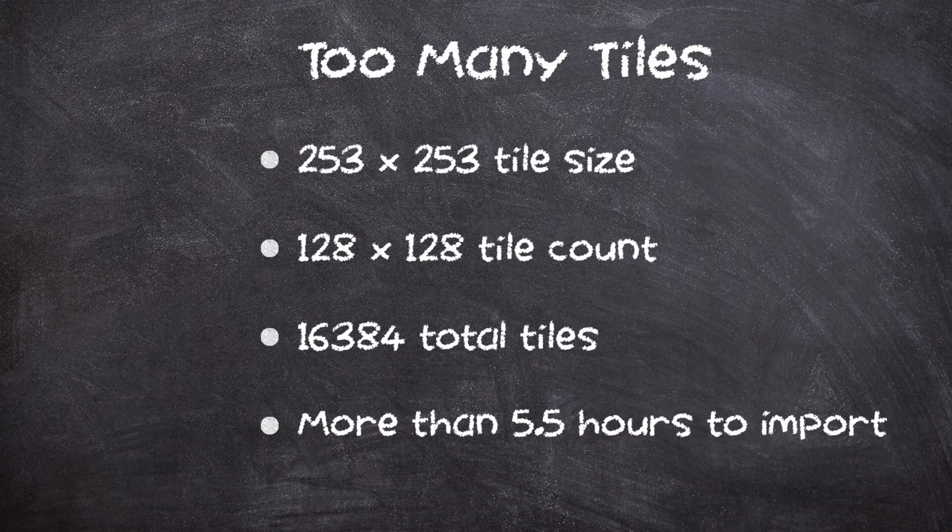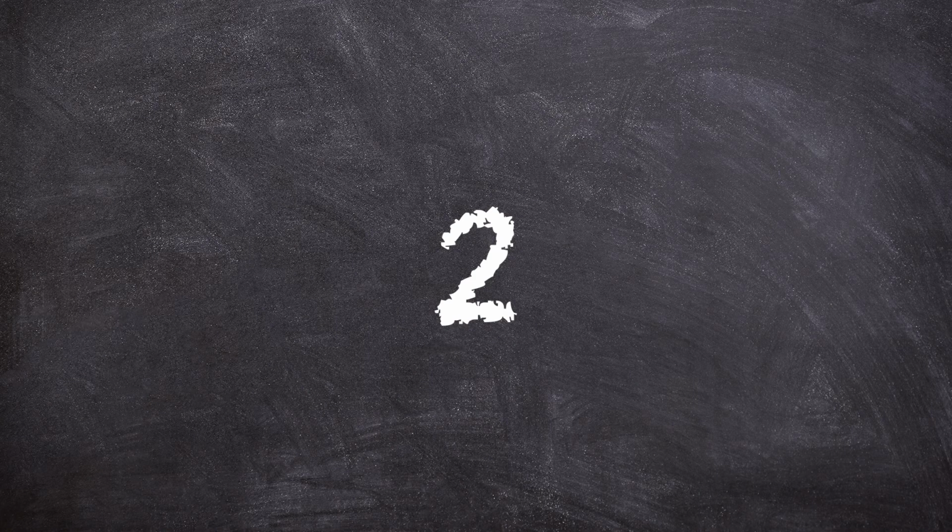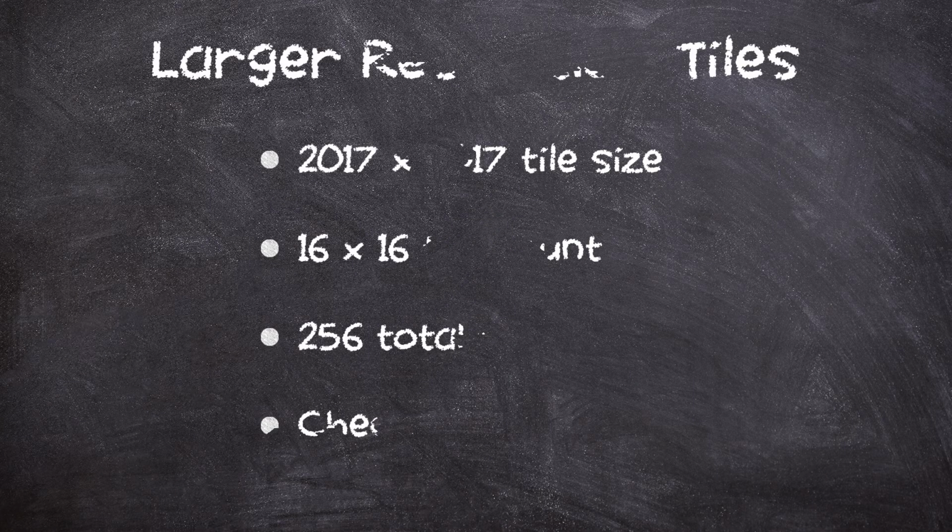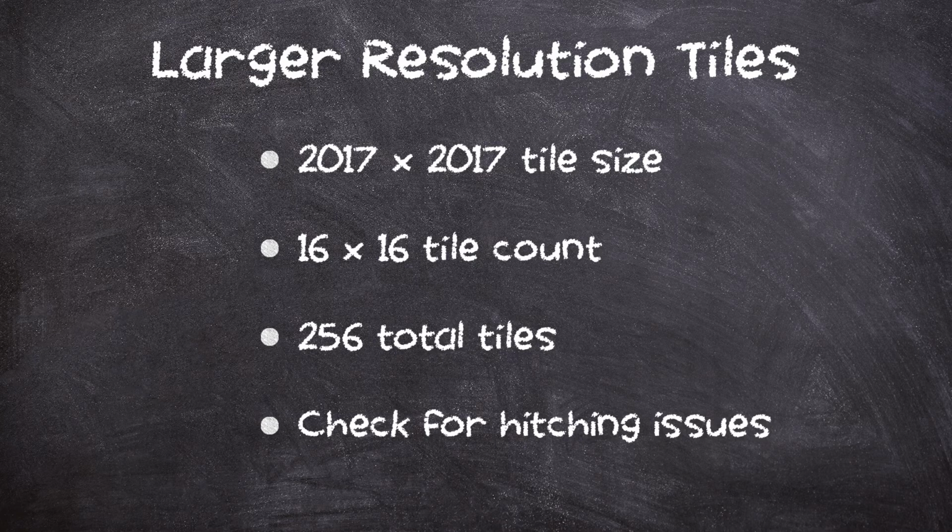The 16,384 tile world composition test that I performed required more than 5.5 hours just to import all of the tiles. You can decrease the number of tiles even further by using a larger resolution height map tile such as 2017 by 2017. This would require only 16 by 16 tiles, which is 256 total tiles.